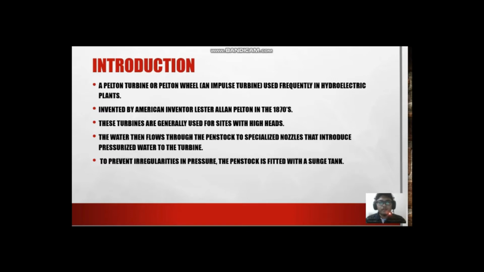To prevent irregularities in pressure, the penstock is fitted with a surge tank that absorbs sudden fluctuations in water that could alter the pressure. The water turbine is known as an impulse turbine. This simply means that instead of moving as a result of a reaction force, water creates some impulse on the turbine to get it to move.